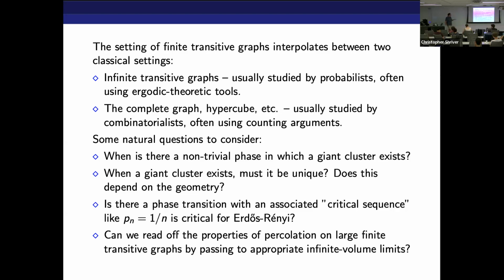Okay. We can also ask, so for these examples I just mentioned, we have a well-defined notion of the critical sequence of p's in some sense. And it's actually not obvious, in fact, it's not always true that we have such a well-defined notion of a critical parameter. So I'll come back to this later, but this is a bit subtle, that it's a question one should ask at all, but it is actually an interesting question. And finally, as we heard earlier this morning, often when we want to understand large finite transitive graphs, we would like to take some kind of limit. For example, in the bounded degree case, you could take a Benjamini-Schramm limit, and you can ask, to what extent can one read off the behavior of the finite graph from the infinite limit?